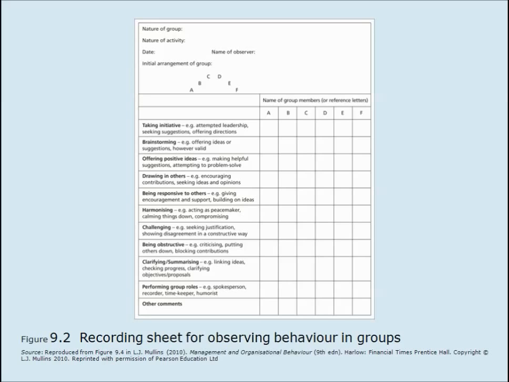If you see Manager A taking initiative, tick the box. If you see Manager C challenging or seeking justification from someone else, then tick the box. That's what we're trying to do. It's a much easier way of doing that. But it's highly structured, and the problem with it is that you're losing the meaning. You're just ticking boxes, and who's to say there aren't more categories?